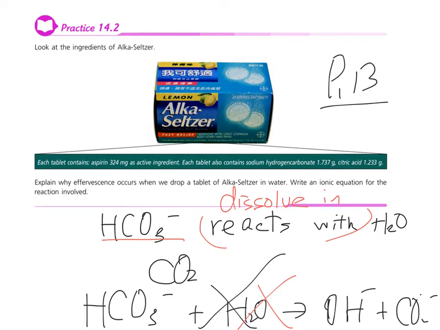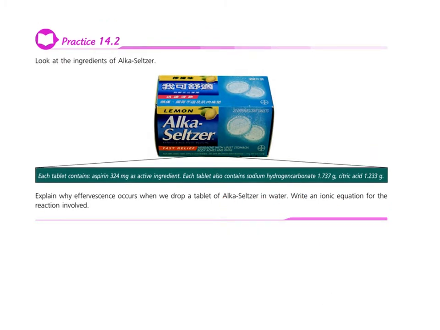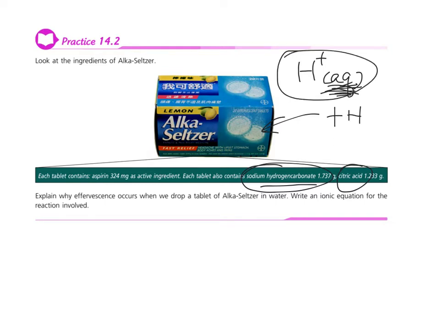As a result, how can we answer? Actually, when this tablet dissolves into the water, you can find there are sodium hydrogen carbonate and citric acid. When the citric acid dissolves in water, that means H plus (aq) is present. The H plus (aq) dissolves in water and then the acid reacts with the hydrogen carbonate to become H2O and CO2 instead.